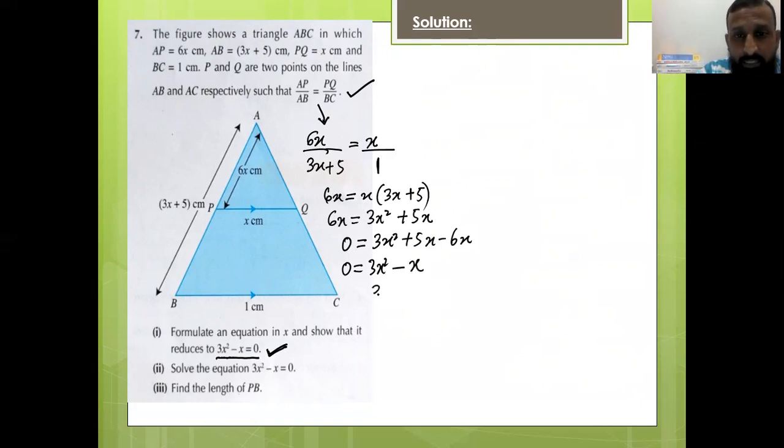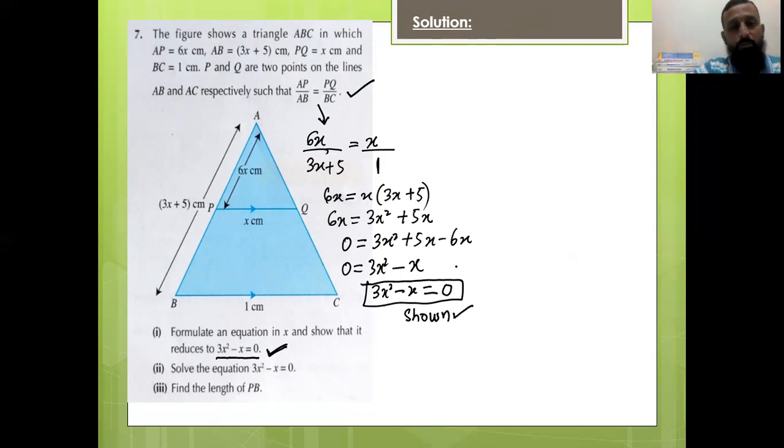Or I can write it as 3x squared. Just erase the 0 from the left hand side and write it on the right hand side of the equation. So hence shown, we have shown this: 3x squared minus x equals 0. That is the first part of the question.